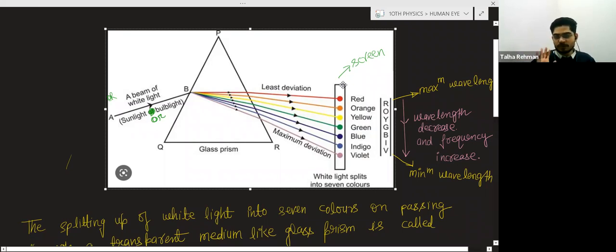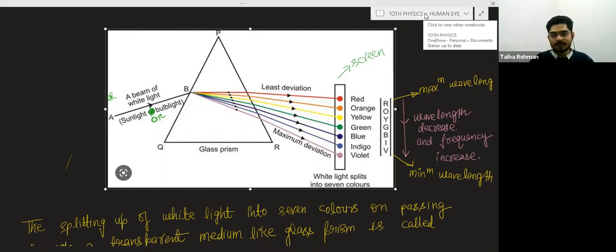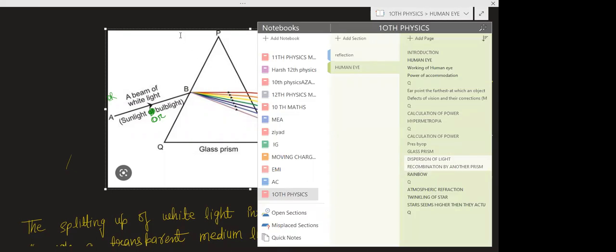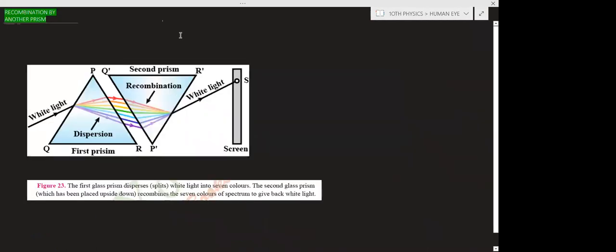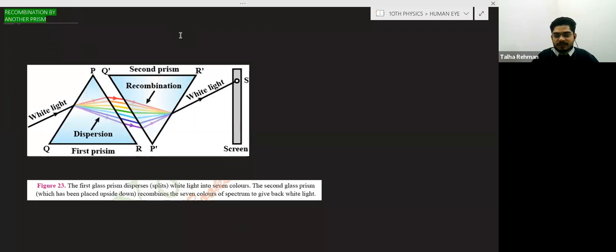Now there is one more experiment done by Newton. Same experiment, not the same. And at times there are soap bubbles. Yeah, you are right. Bubbles also. Sometimes there is a splitting of light in bubbles, basically.